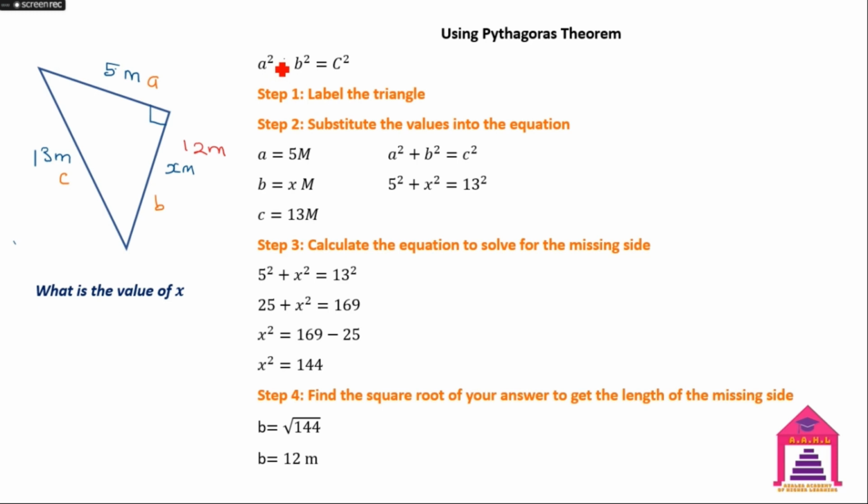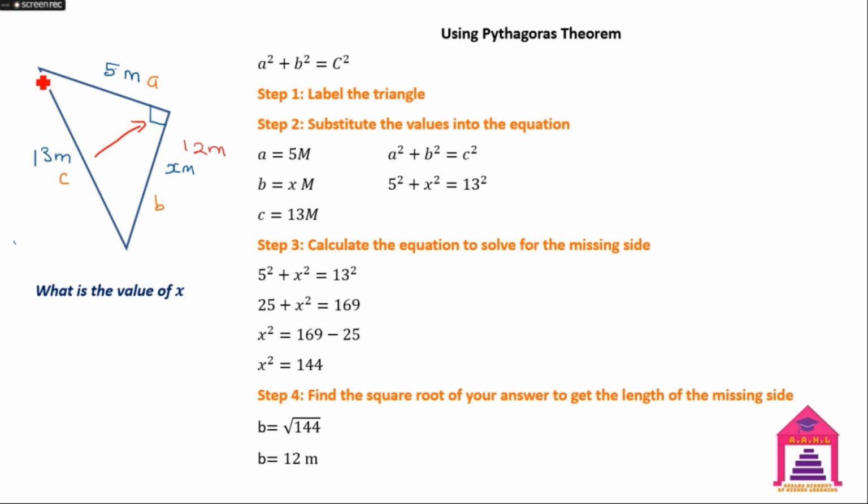Another example, we have A squared plus B squared is equal to C squared. This is our equation. This time, we are looking at finding a side that is not the hypotenuse. So we were given the hypotenuse. And how do I know which is my hypotenuse? It's directly opposite the right angle.